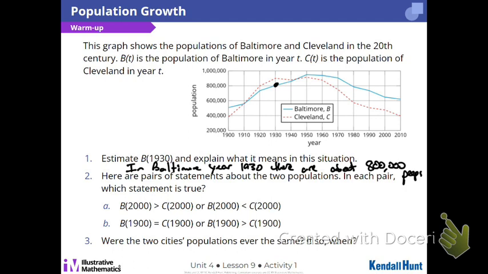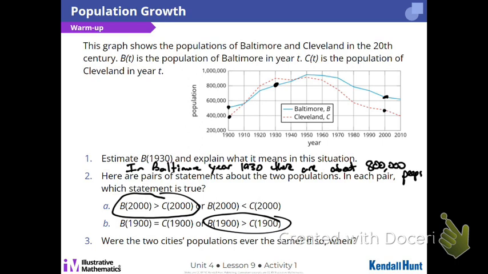So I'm going to go year 2000. I'm going to reference this point and this point. Which one's got more? Baltimore. So it has to be that one. In 1900, which one has more? I'm referencing these points. Baltimore. They're not equal.